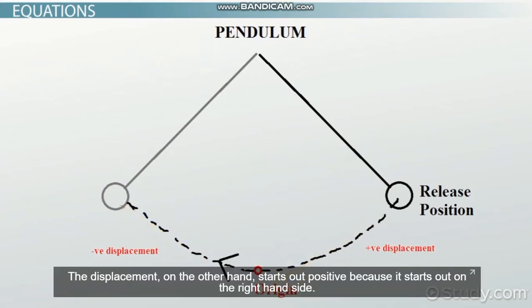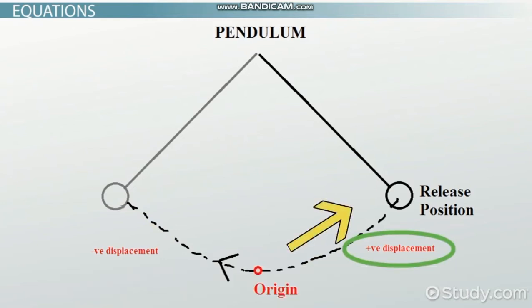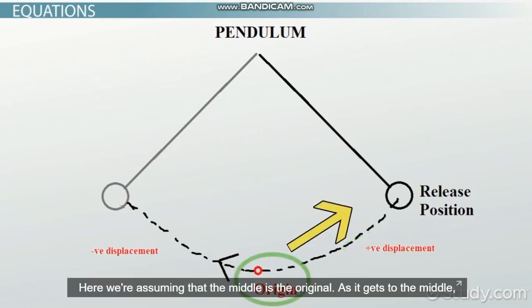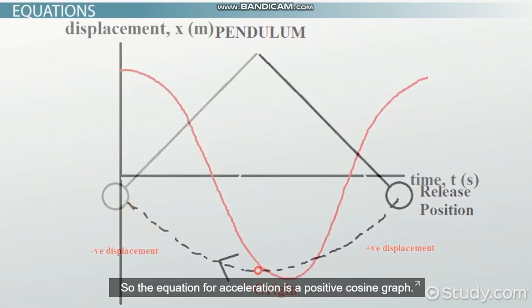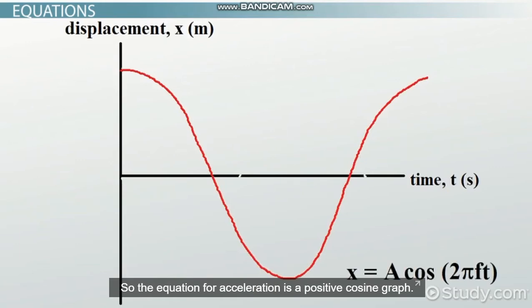The displacement, on the other hand, starts out positive because it starts out on the right-hand side. Here we're assuming that the middle is the origin. As it gets to the middle, the displacement reduces to zero, and then it becomes negative as it swings past the origin, and so on. So the equation for displacement is a positive cosine graph.